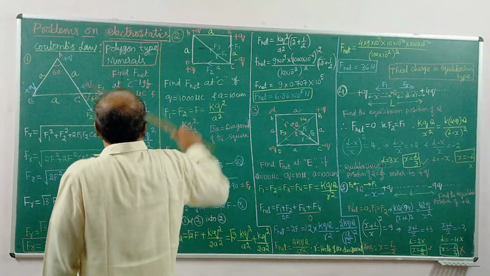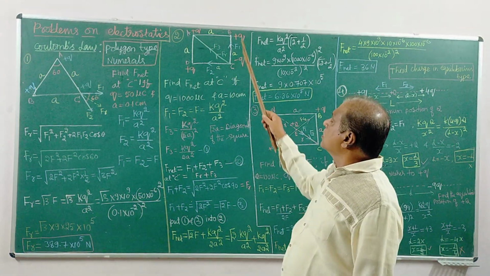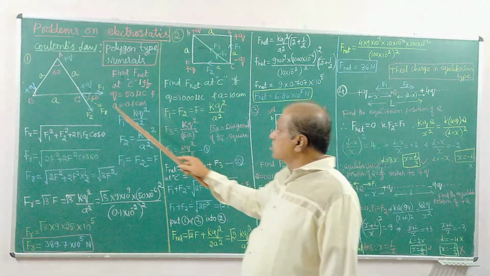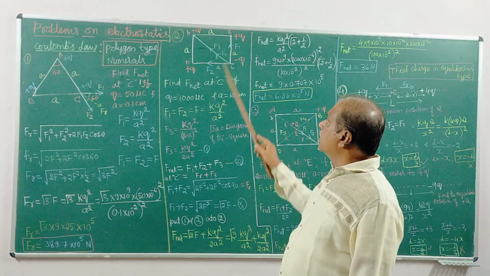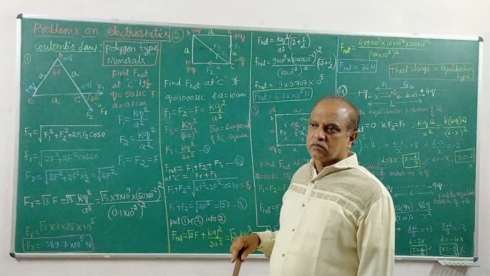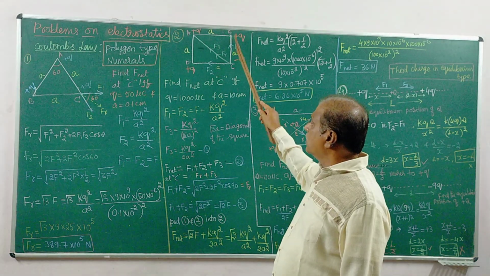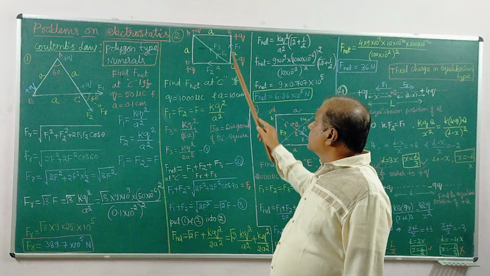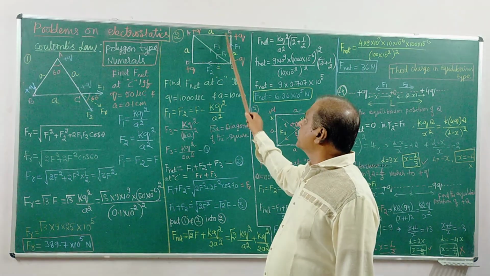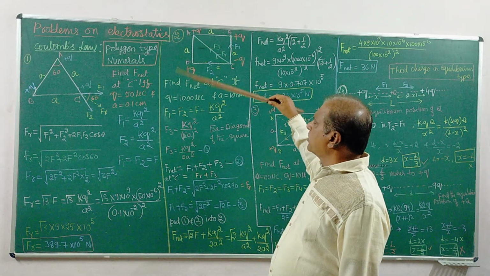Next, the second problem is: there are 4 charges in the space. What is the geometry of the arrangement? The geometry of the arrangement is the vertices of a square. There are 4 vertices. What is a square? All sides are equal, all angles are equal, 90 degrees, 90 degrees, 90 degrees. All sides are equal. So that is the geometry of the given problem.